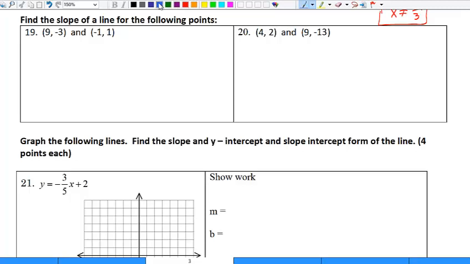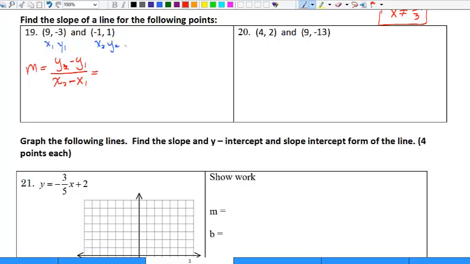So for the next section, it says to find the slope for the following points. So we have 2 points, so I'm going to label those x1, y1, and x2, y2. And you also need a formula. So I like to write the formula out. And if you do this while you're doing your homework or reviewing on each problem, then hopefully by the end you will have memorized it.